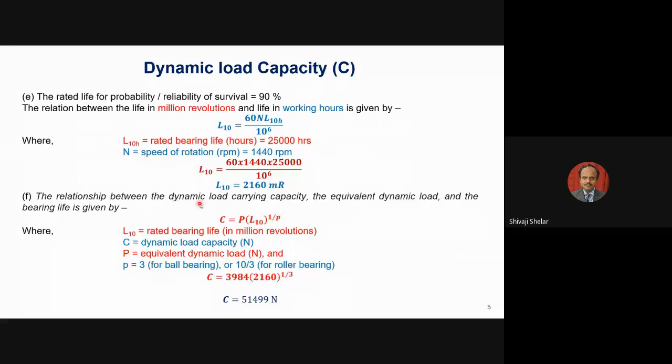So the relationship between dynamic load carrying capacity, equivalent load, and the rated bearing life is C equal to P into L10 raised to 1 upon P. So this is the minimum dynamic capacity required to attain this life. So by putting these values here, now L10 is calculated as 2160 million.